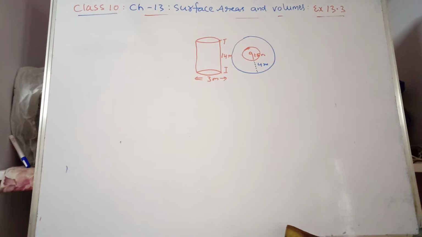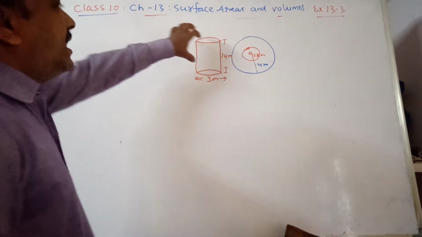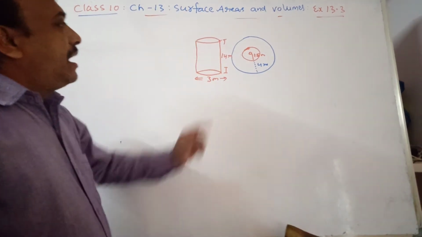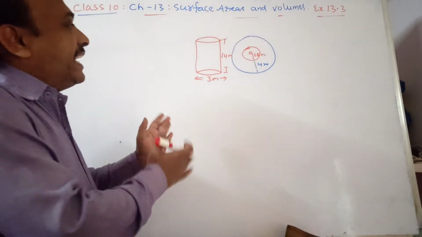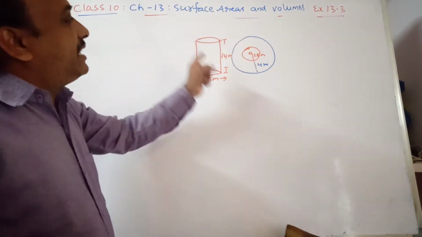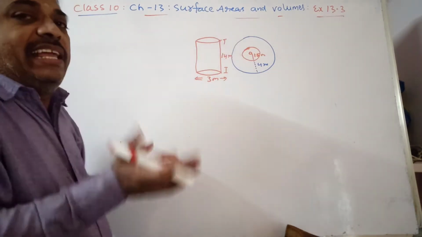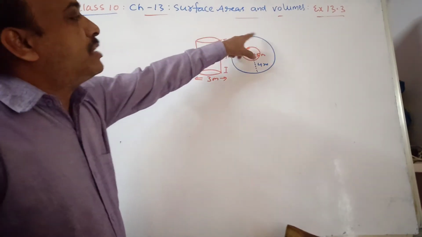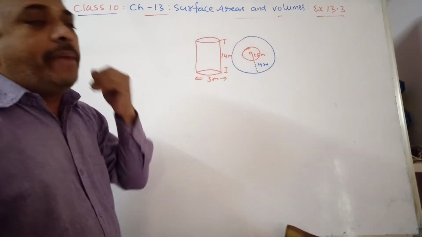So here we are seeing a cylindrical well which is 3 meters in diameter and 14 meters deep, and the earth taken out from the well is spread equally around it in a circular ring. So what is the height of the embankment?